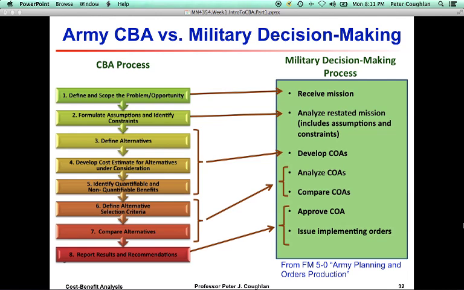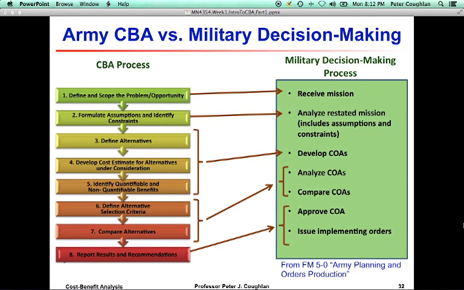Another parallel for the cost-benefit analysis process is the military decision-making process. This is taken from FM 5-0, the Army Planning and Orders Production document, right? So this is the officially endorsed military decision-making process. We see the process: receive the mission, analyze and restate the mission, including assumptions and constraints, develop courses of action, analyze courses of action, compare the courses of action, approve a course of action, and then issue implementing orders, right? And you can again see the parallels.